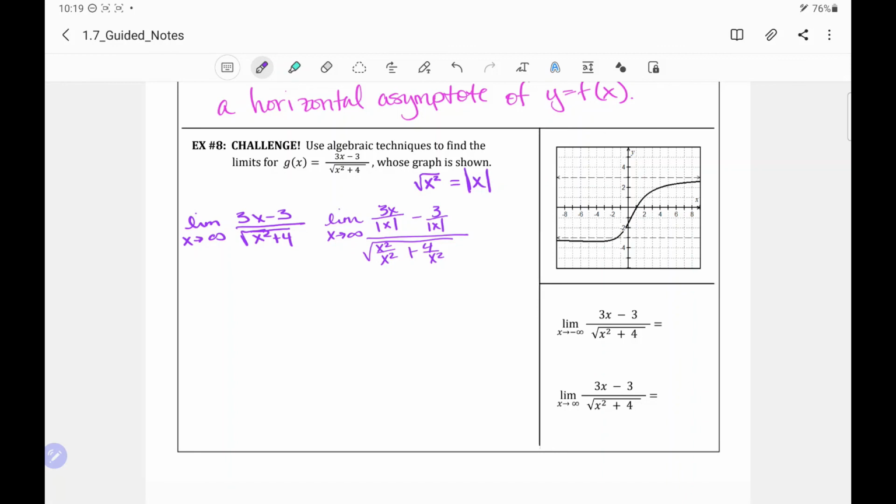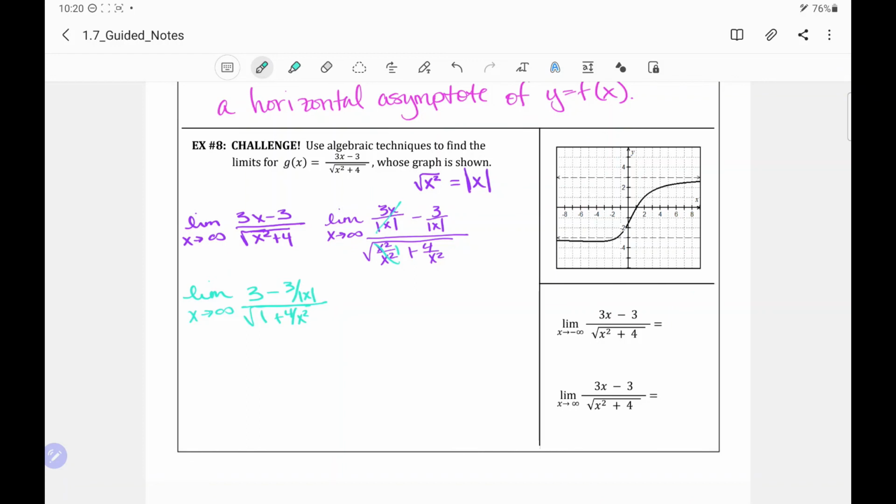Because thinking about what's going to cancel out, this is going to go to 1. 4 over x squared is going to stay the same. This is going to go to 3. So I'm going to be left with the limit as x goes to infinity of 3 minus 3 over the absolute value of x, all over the square root of 1 plus 4 over x squared.